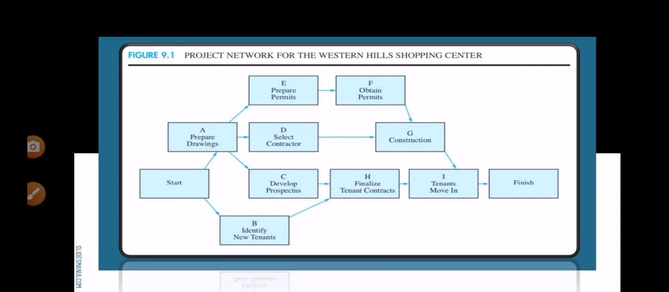So, this is an example of a project network for the Western Hills Shopping Center. In the table, A and B can start immediately. They are the first ones, right? So, you observe.